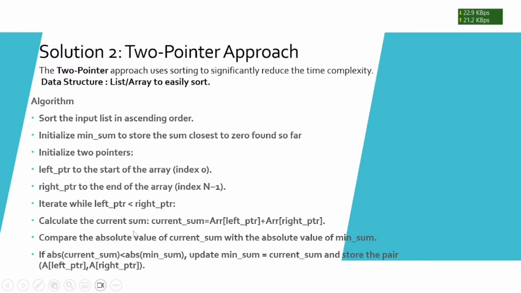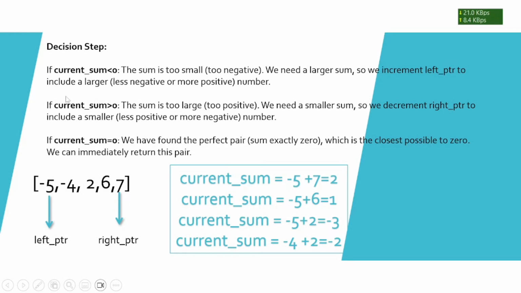The calculation of current sum is similar, the summation of the elements that both the left and right pointer are pointing at. We compare the absolute value with a similar logic as previously, and the update logic for the current sum and min sum stays the same. What changes here is the decision step. Since we are not going to go through the whole thing or update the pointers on every iteration, what will follow is if the current sum that we have encountered is less than 0, which means the number is too small, we can go one level above, which means we can add a larger number.